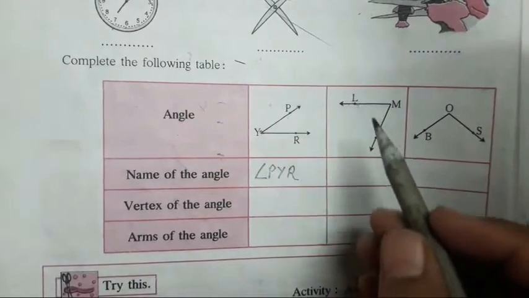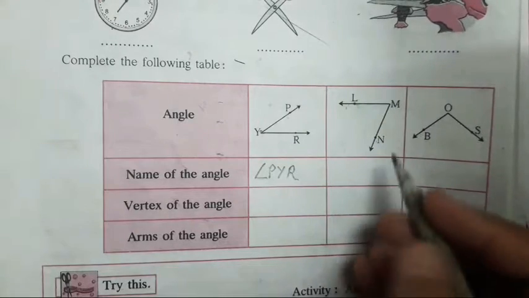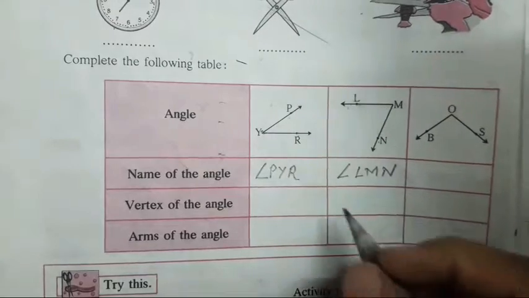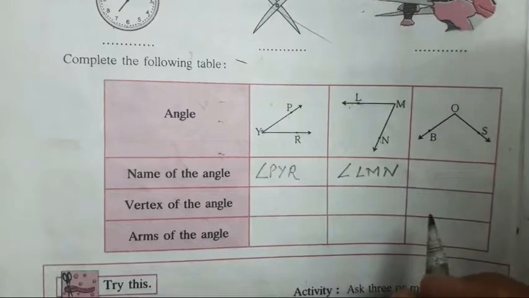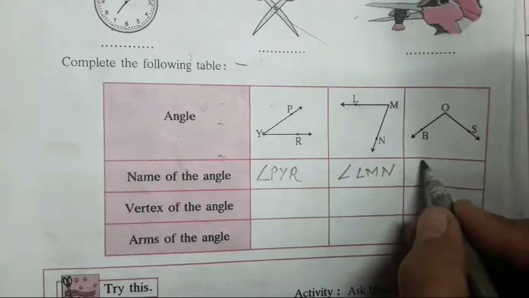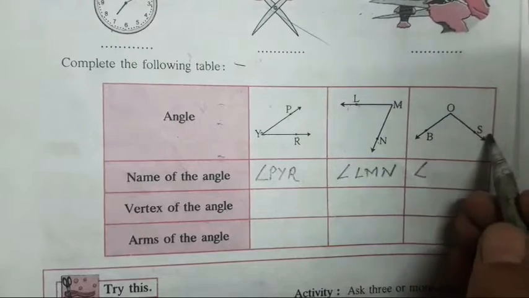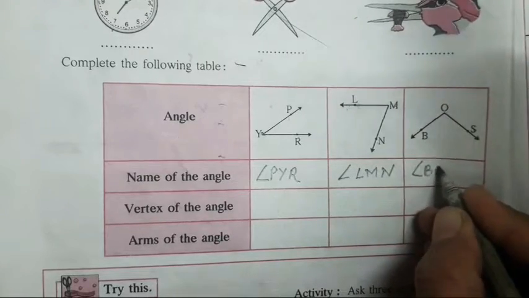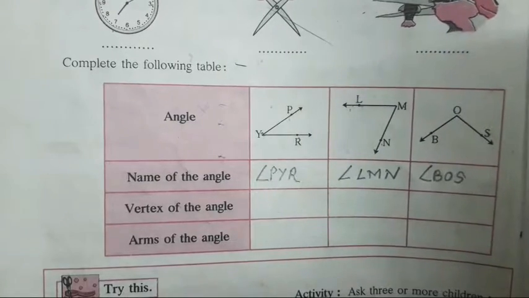Next is going to be angle LMN. Angle LMN. It is very easy to read if you remember the few points that I am going to show you. Angle BOS or SOB. The main thing is O should come in the center.